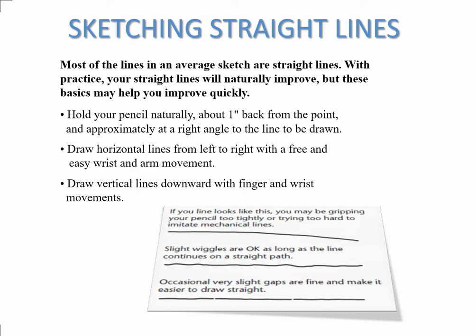Now, regarding how to draw straight lines. To draw a straight line, you should hold your pencil naturally about 1 inch back from the point and approximately at a right angle to the line to be drawn. Horizontal lines should be drawn from left to right with a free and easy wrist and arm movement. Vertical lines should be drawn downward with finger and wrist movements.